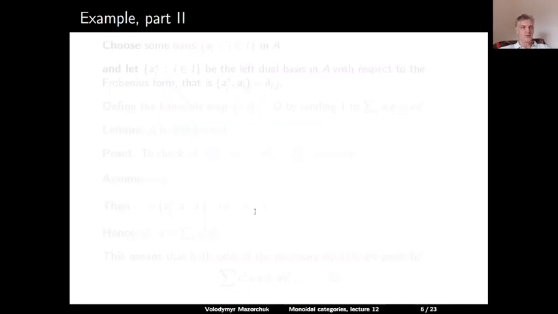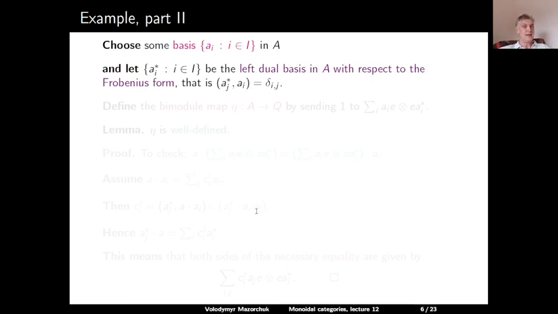Let us define the unit. For this, we need to choose some bases. Choose some bases in A, the bases consisting of AI's, where I goes through some indexing set. And let AI star be the left dual basis in A with respect to the Frobenius form. So this means that the form taken at AJ star, AI is equal to delta IJ. So this is a Kronecker symbol. Now define the bimodule map eta from the unit or the regular bimodule A to Q by sending 1 to the element sum over all I AI E tensor E AI star.